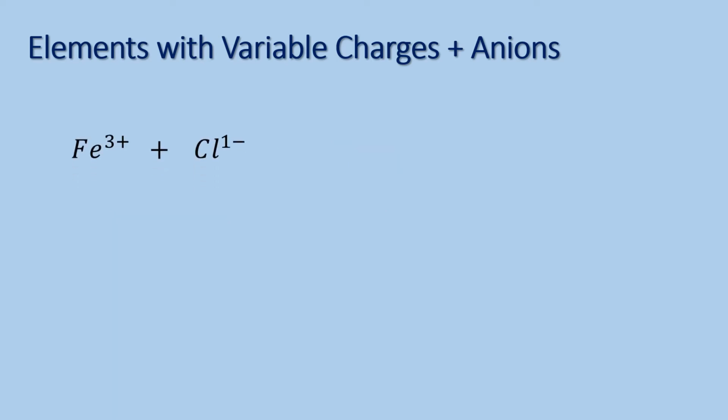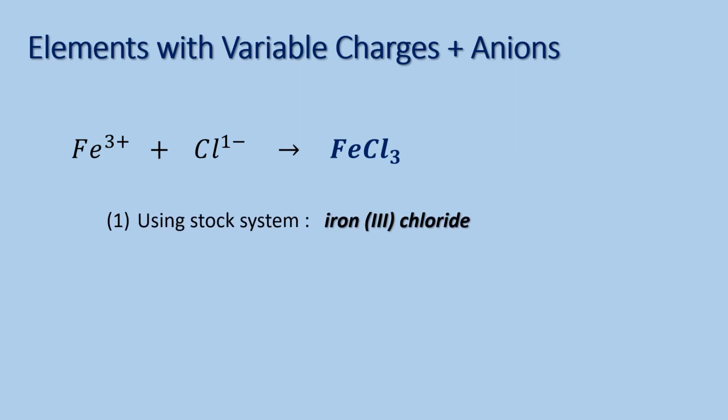Another example, if we have iron, this time with a charge of 3, and chloride again with negative 1, if we crisscross their charges, the chemical formula of the compound will become FeCl3. So using the stock system, we can name this compound as iron 3 chloride, or using the old system, this is now ferric chloride.